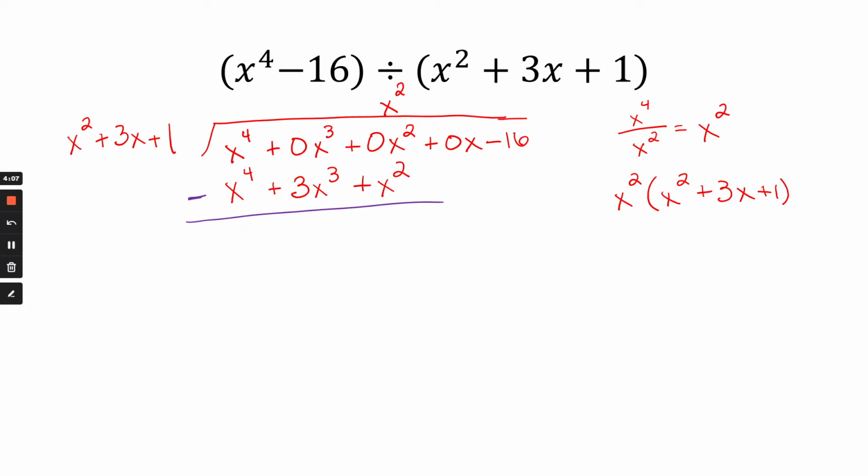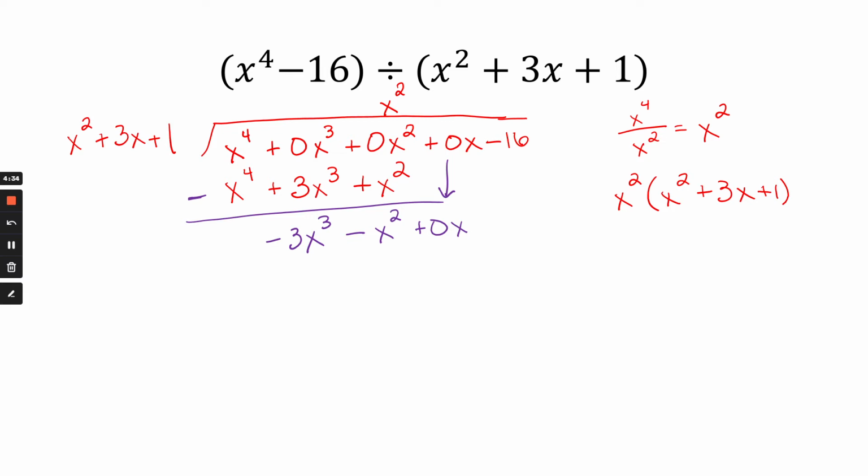So then I have 0 minus 3. And again, I'm really just going to worry about my coefficients, because as long as I've added in my placeholders, everything should line up well. So 0 minus 3 is negative 3, and that's in our x to the 3rd column. 0 minus 1 is negative 1x squared. And then I've got to bring this part down, and we keep going.